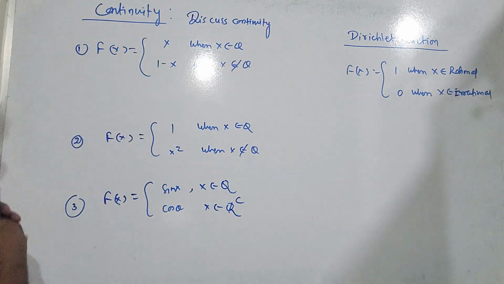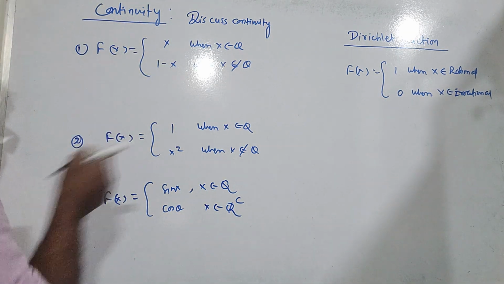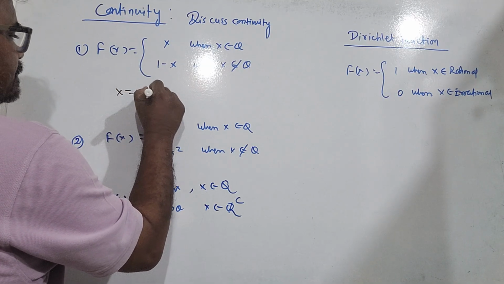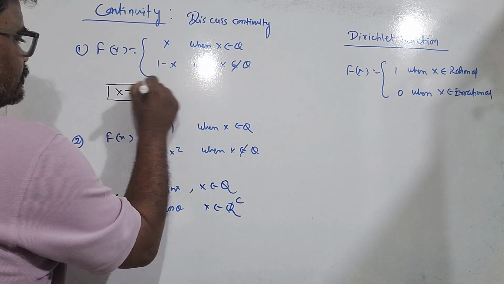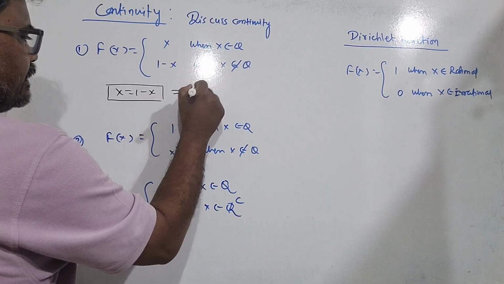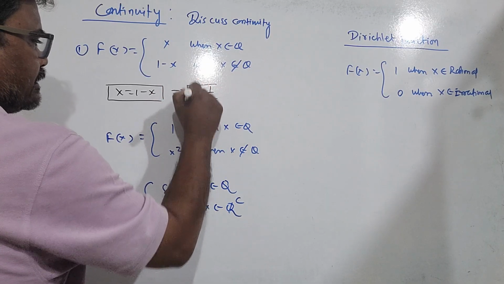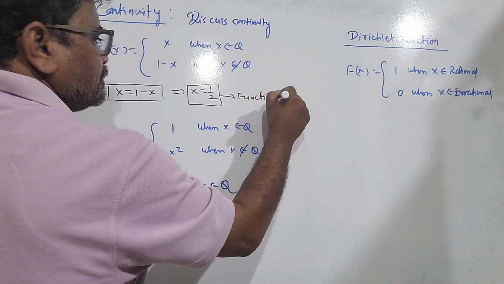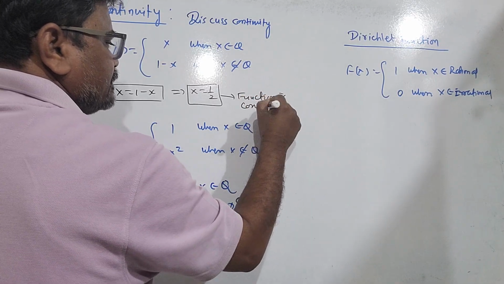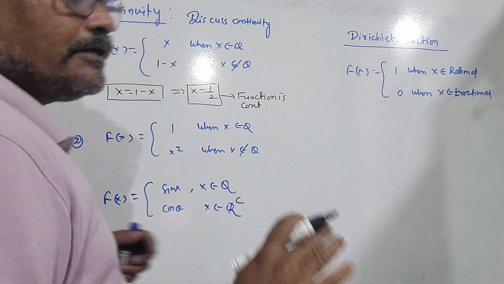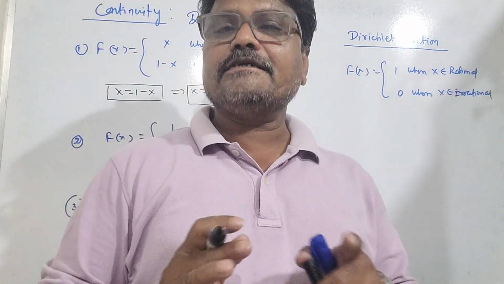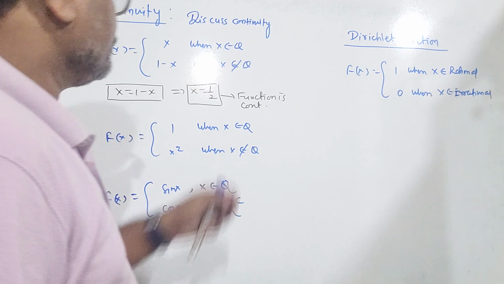So this function is continuous only when x is equal to 1 minus x. Solve this equation. This will give x equal to 1 by 2. So at x equal to 1 by 2, the function is continuous. Otherwise, in all real numbers, it is discontinuous. It is only continuous at x equal to 1 by 2.